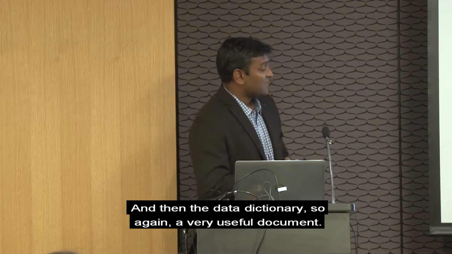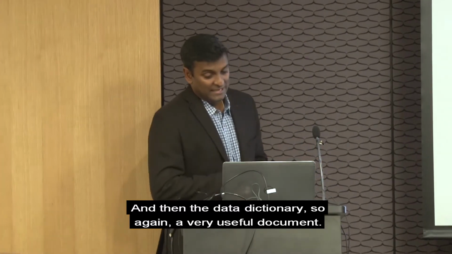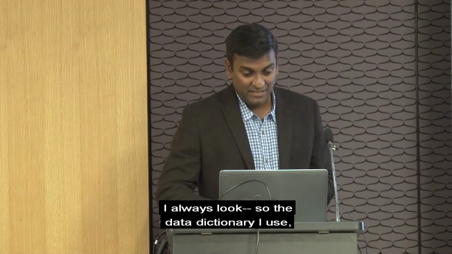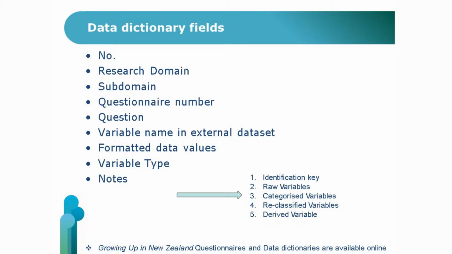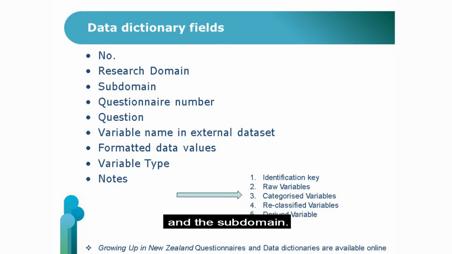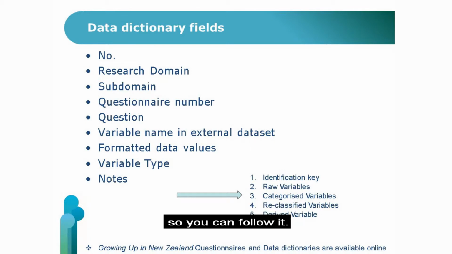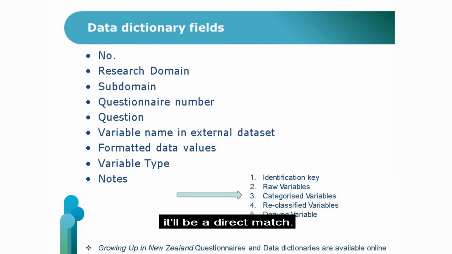And then the data dictionary. So again, a very useful document. I always look at it. These are the fields in it. For me, the most useful fields are the research domain and the subdomain. These correspond to the questions in the questionnaire, so you can follow it. If you see questionnaire number 2, it'll be a direct match.